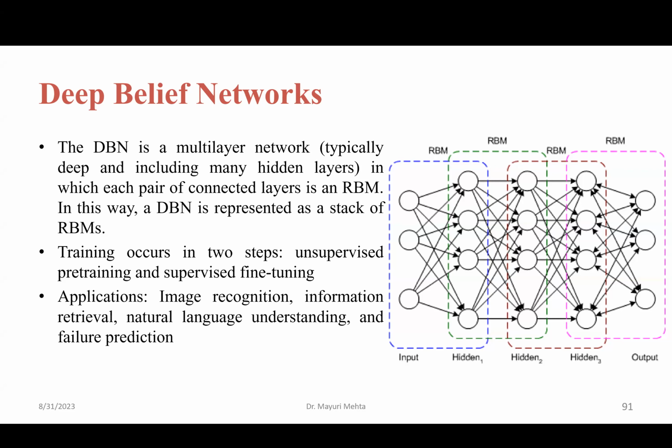In this way, a deep belief network is represented as a stack of RBMs, a stack of restricted Boltzmann machines, because each pair of connected layers is an RBM. So multiple RBMs are there, and we can consider this deep belief network as a stack of RBMs. You can see in this figure, multiple RBMs are there.